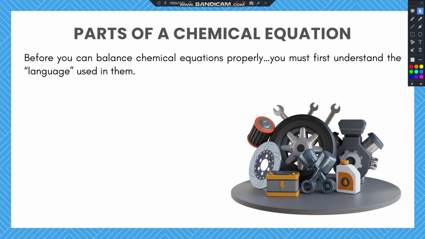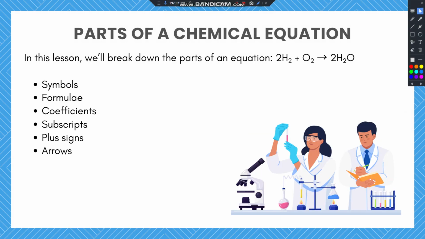So before you can balance a chemical equation, the first thing you must do is understand the language that is used in them. There are certain terminologies that are used when you're balancing a chemical equation, and you must familiarize yourself with them in order to be able to find your way around the concept of balancing chemical equations. Alright, so let's check out what some of them are and understand what they mean.